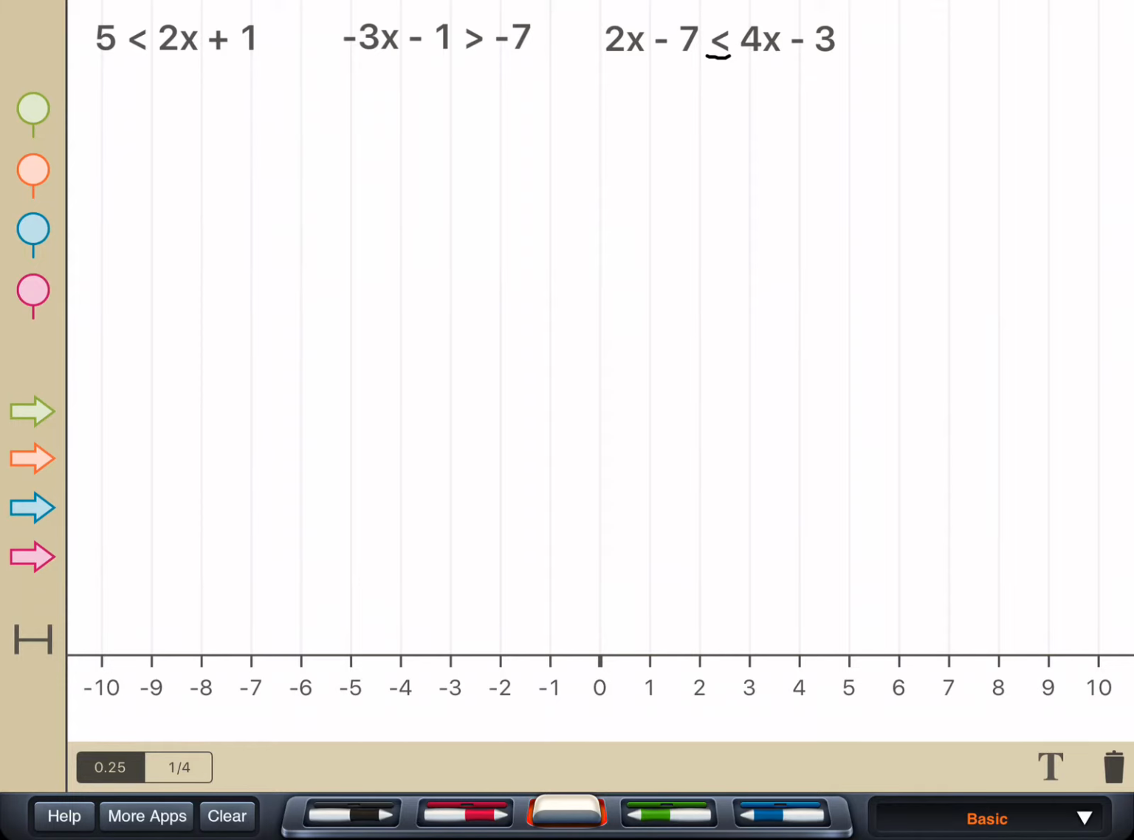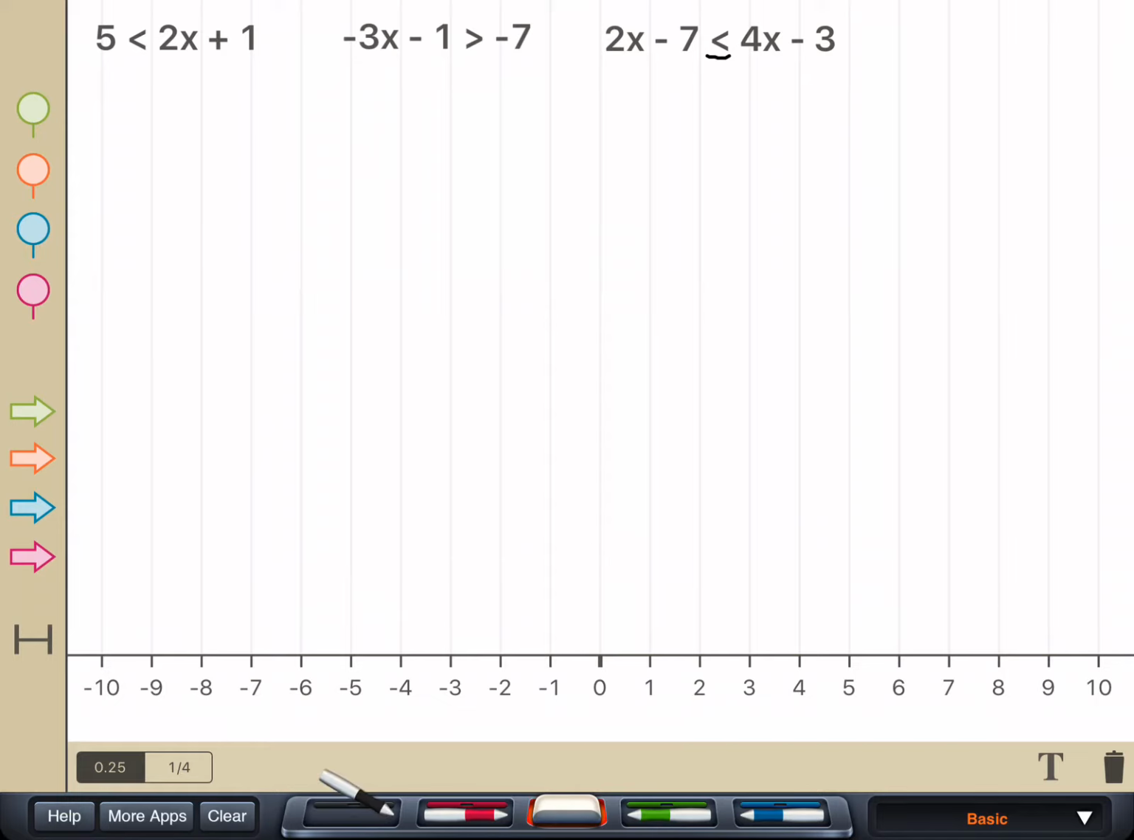So our first inequality is 5 is less than 2x plus 1. Now the difficulty here that some people felt was that the x is on the right-hand side of the inequality sign, and this led to some difficulties with graphing. Okay, but first let's solve it.